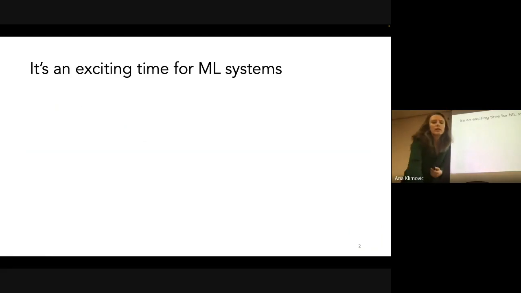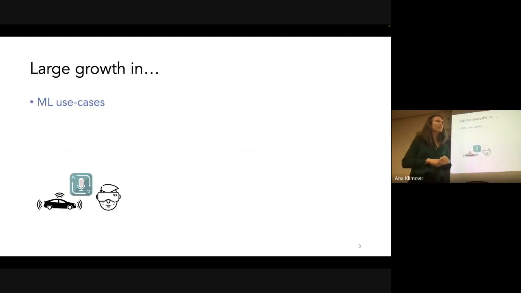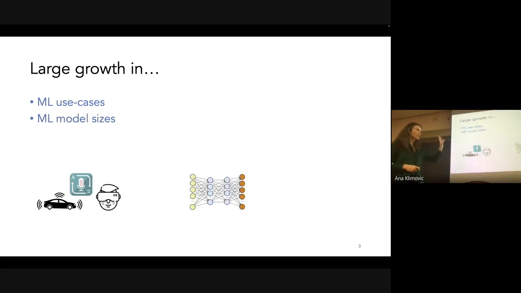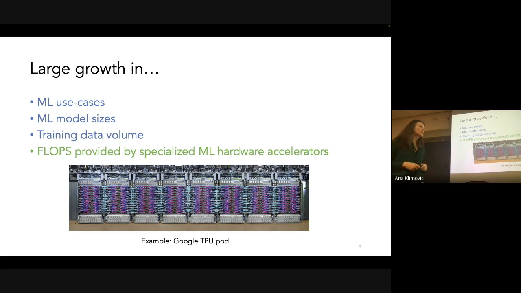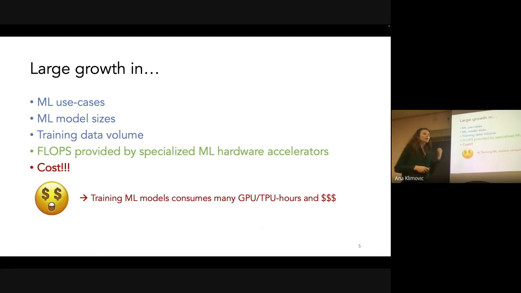Okay, so just to get a broad picture, I think it's a really exciting time to be building systems for machine learning, because there's a lot of growth in a lot of dimensions. ML is being applied in more and more use cases. The model sizes are increasing over time, and the amount of data that we train on has also been increasing over time. Thankfully, this has been coupled and enabled by an increasing amount of computation from machine learning hardware accelerators. Here's an example of the Google TPU pod, which is powering a lot of these training computations. But unfortunately, this has also led to a large growth in cost.